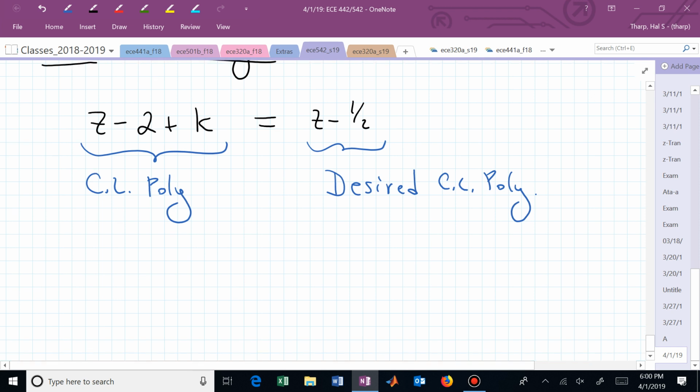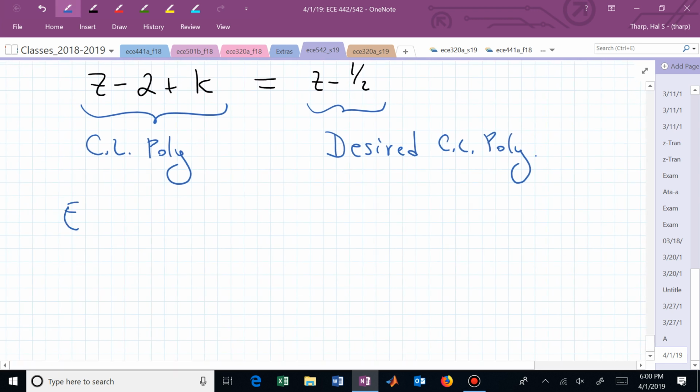In general, when you're comparing a left side and a right side, again, just doing algebra, we're comparing the coefficients on all the powers of z, and in this case we compare the coefficient of z to the 1 and z to the 0. We just have two z coefficients. And so I'll just say equating coefficients on both sides of what we have, the closed loop polynomial, comparing that to the desired closed loop polynomial.